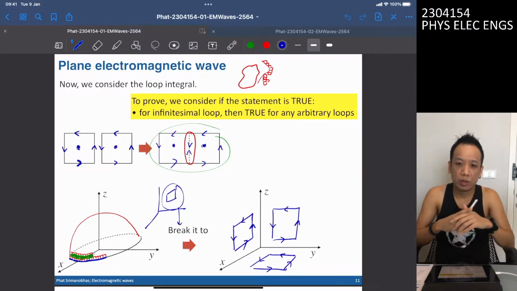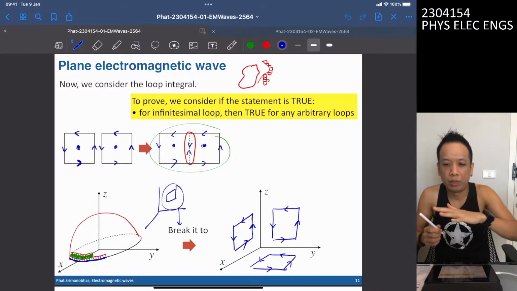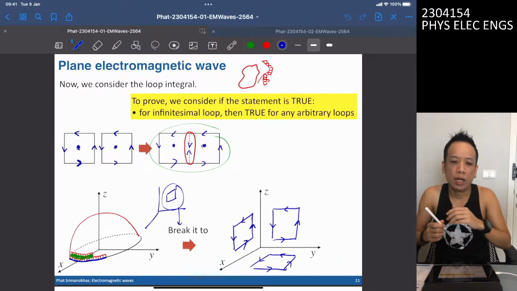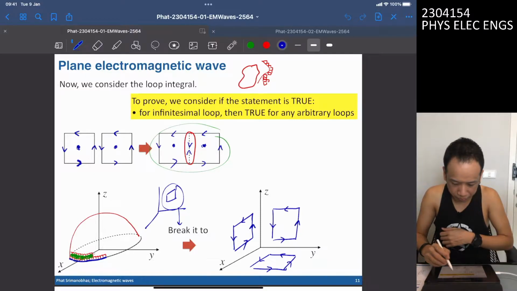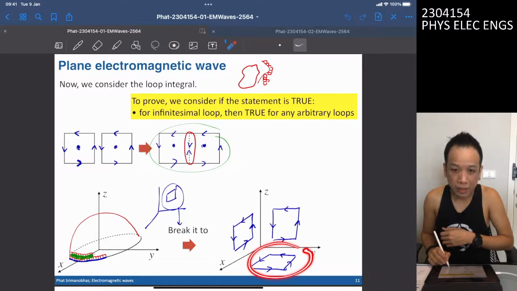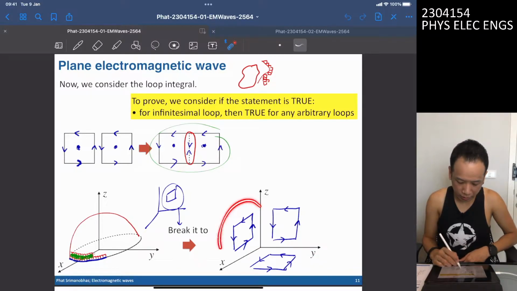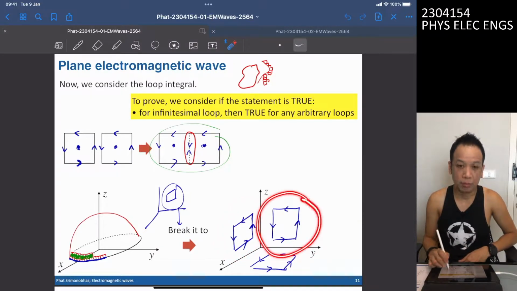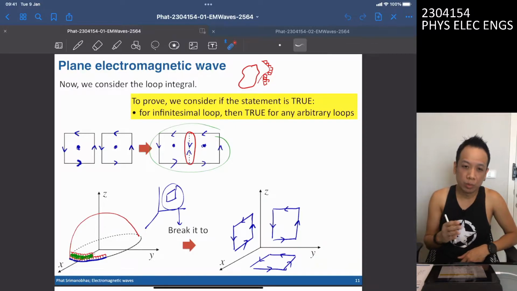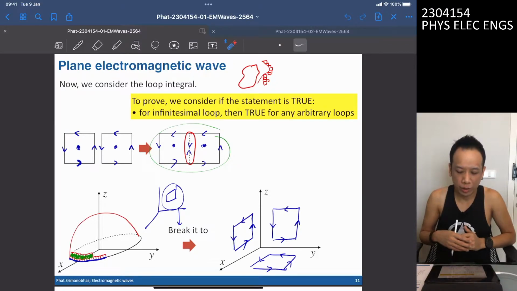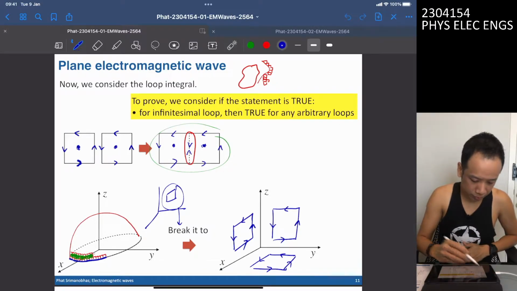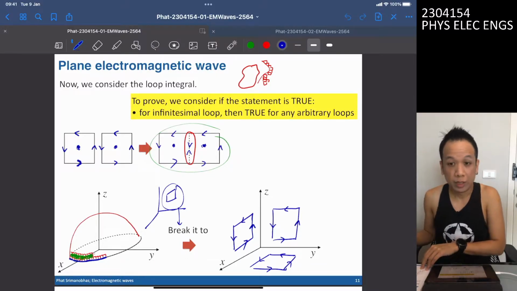But since we are talking about loops lying on a plane in three dimensions, we break it into three components: the loop on the xy plane, the loop on the xz plane, and the loop on the yz plane. Then we can prove the statement for each loop, and then we can see the relation between the equations. Okay, so let's start.